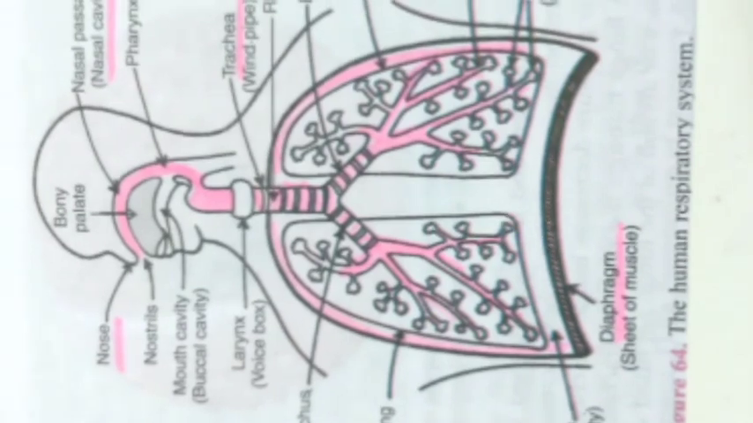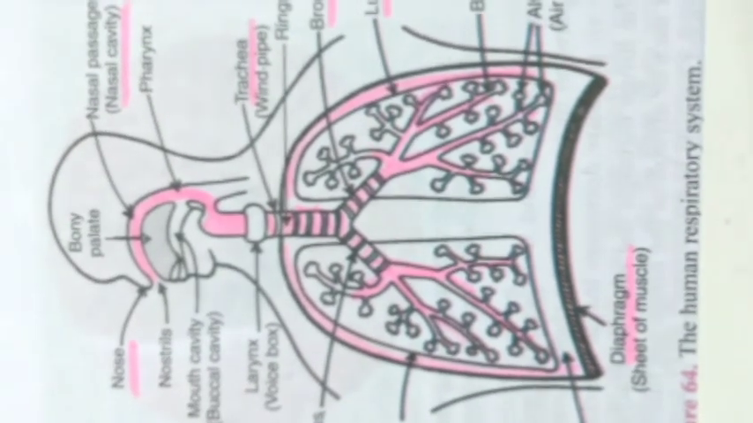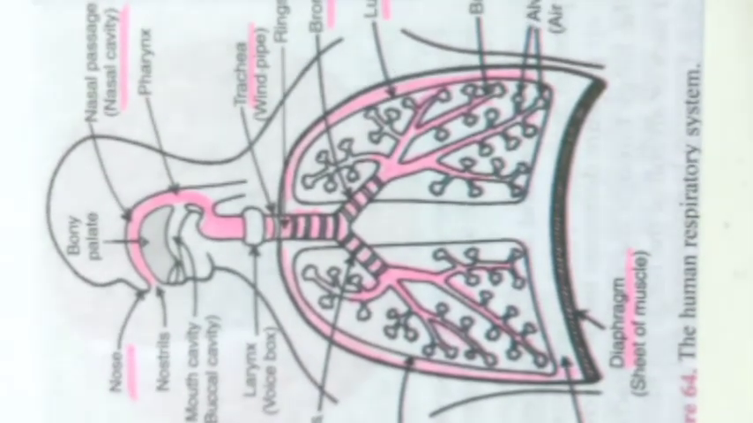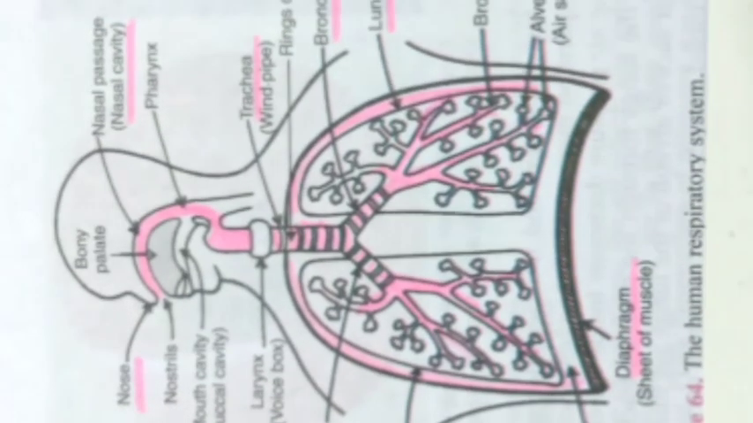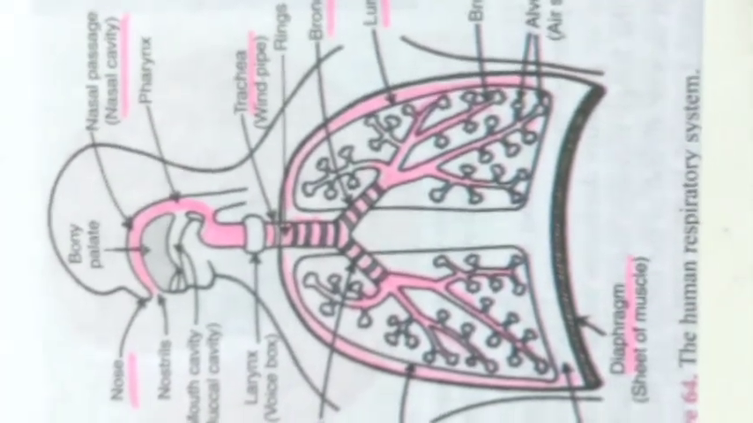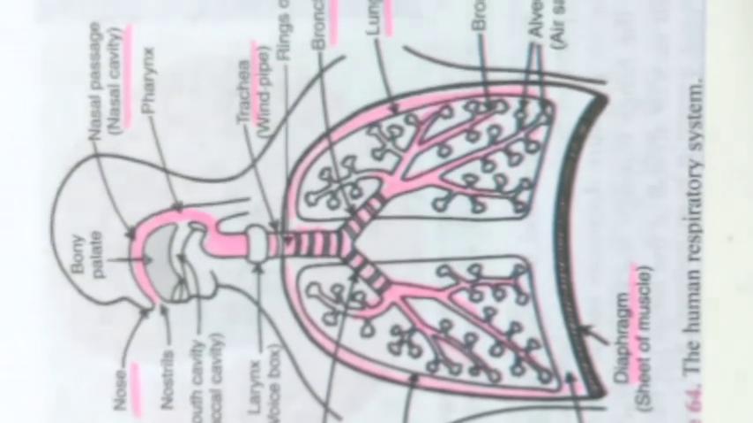cells. The entry of microbes and dust particles in the respiratory passage is checked by both cilia and the mucus which is present in the nasal cavity. Mucus and the rich blood supply inside the nasal passage make the inhaled air moist and warm.